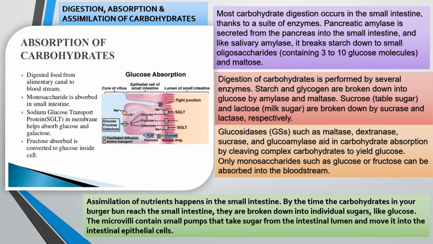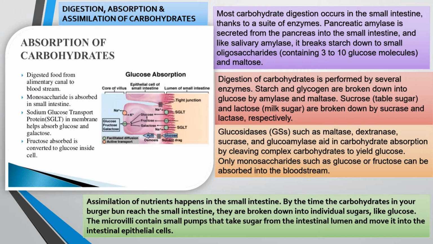Now absorption of carbohydrate. Glucosidases such as maltase, dextranase, sucrase and glycoamylase aid in carbohydrate absorption by cleaving complex carbohydrates to yield glucose. Only monosaccharides such as glucose or fructose can be absorbed into the bloodstream. And the third one is assimilation of carbohydrates.